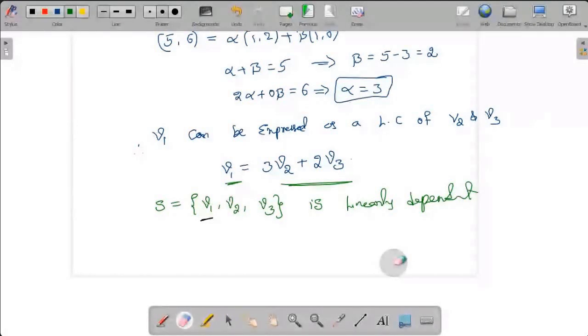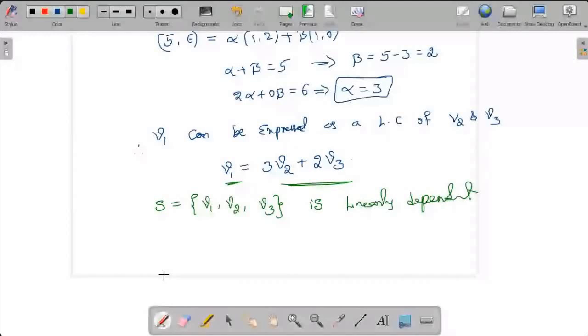So this is a linearly dependent set. Why? Because we are able to express one element as a combination of others. But in every linearly dependent set, it may not happen. It is not needed that every element can be expressed as a combination of others. We say a set is linearly dependent if you can find some vector which can be expressed as a combination of other vectors in that set.